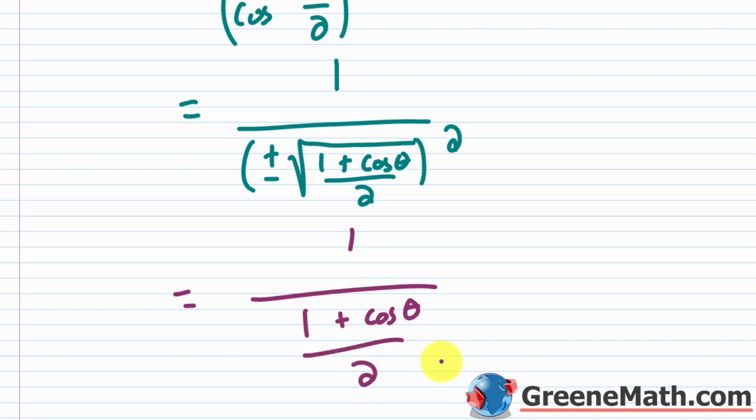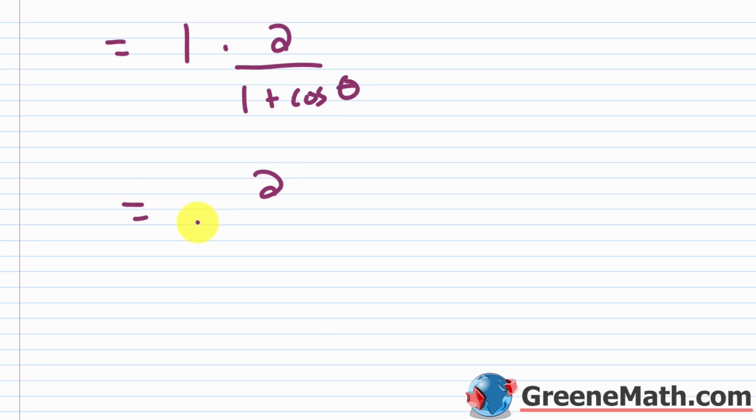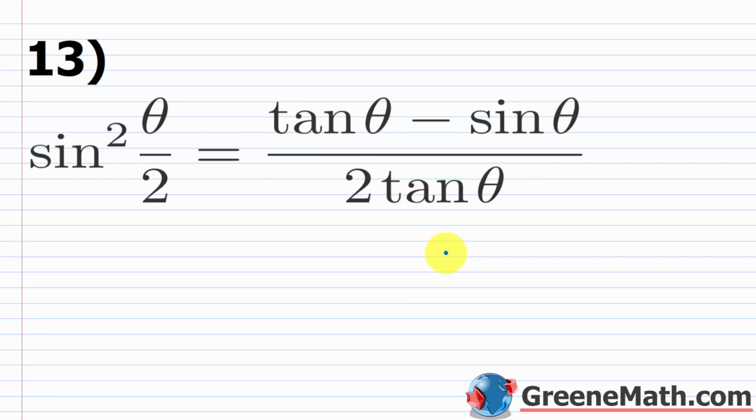And then basically the last thing here is just to say that I have 1 divided by this. So I'm going to write this as 1 times the reciprocal of this. So 2 over 1 plus the cosine of theta. And let's just finish this up and say this is 2 over 1 plus the cosine of theta. And we're done.